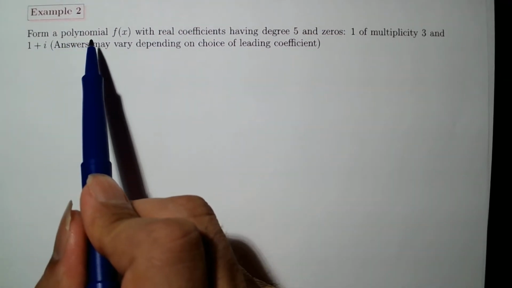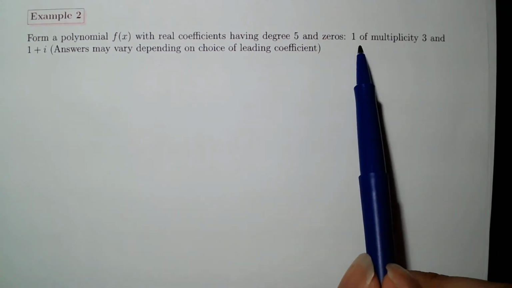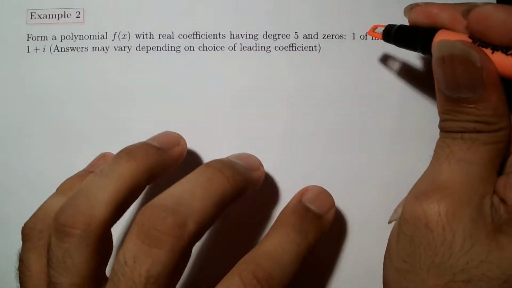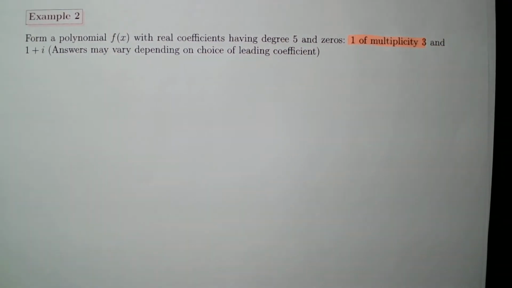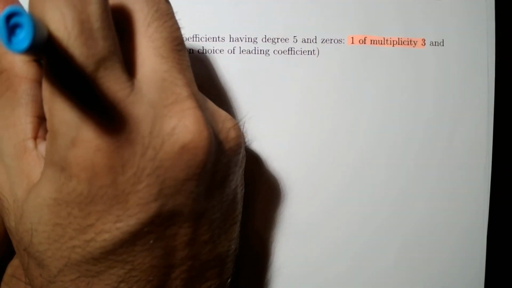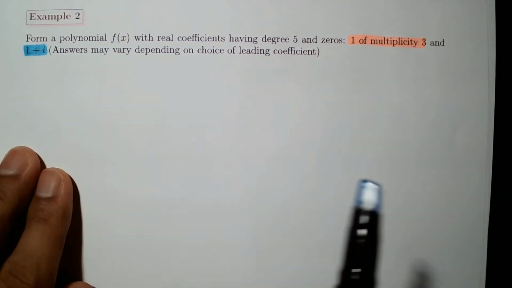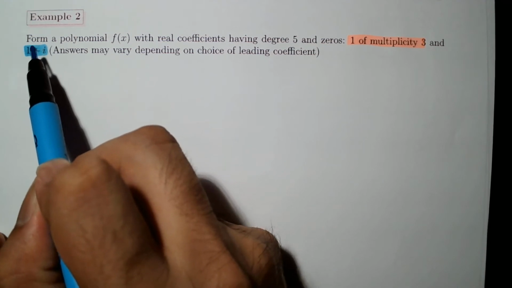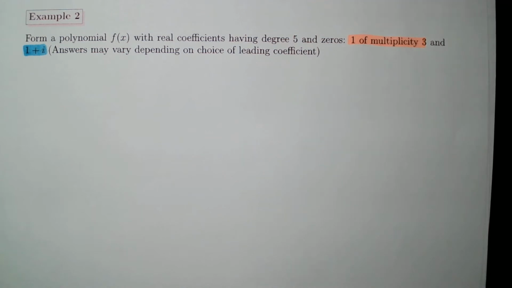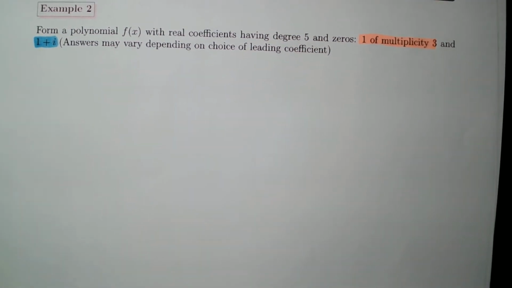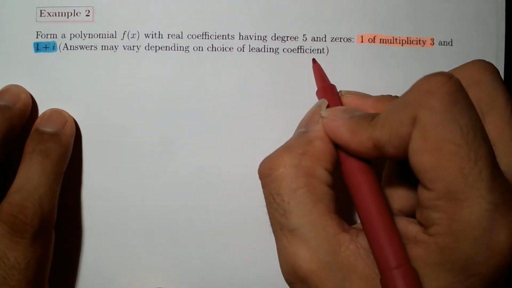Form a polynomial f of x with real coefficients having degree 5 and zeros, one of them is 1 of multiplicity 3, and the other one is 1 plus i. Wait a minute, they are giving us only 4 in the information here in the text. However, keep in mind that 1 minus i will be the other, the 5th zero. So answers may vary depending on the choice of the leading coefficient, and for the sake of simplicity, let's use a equals 1.